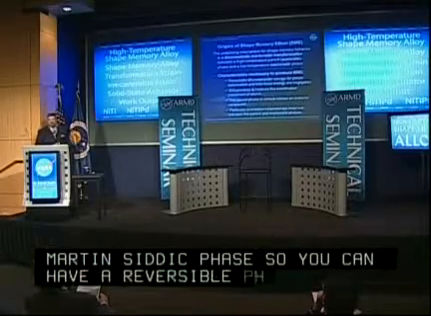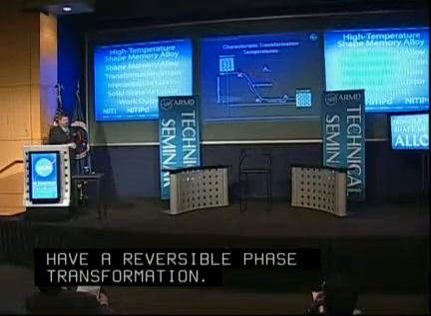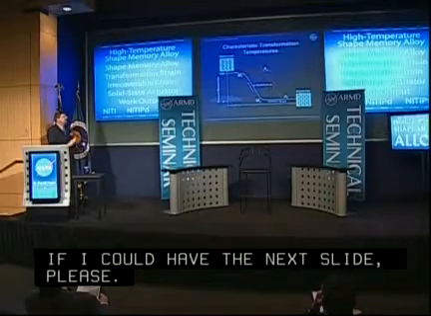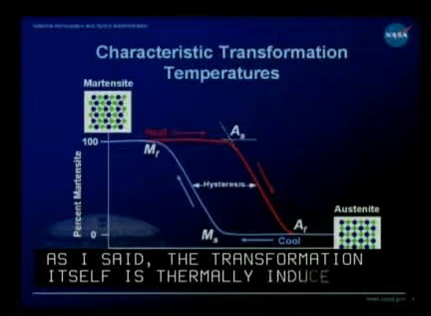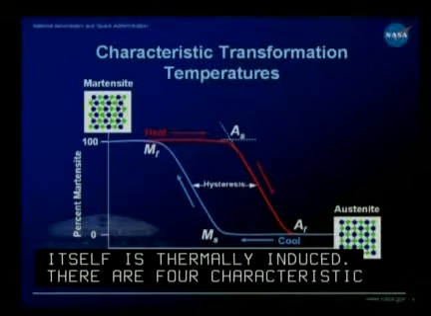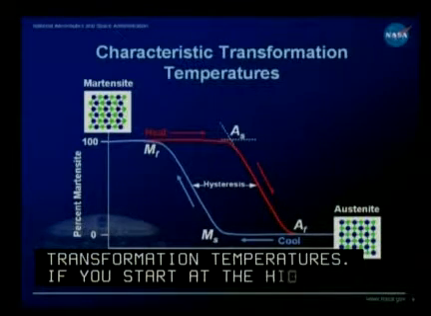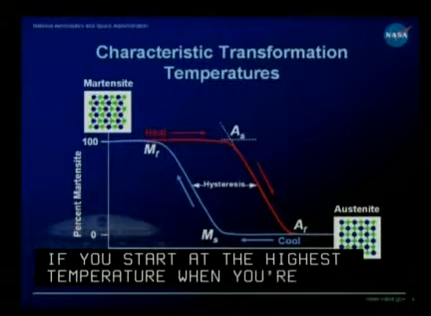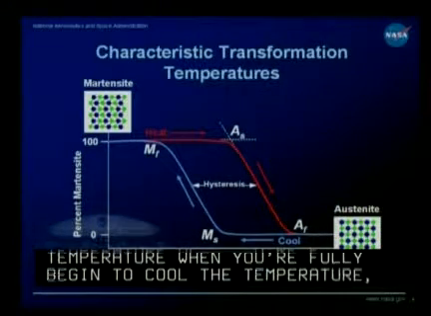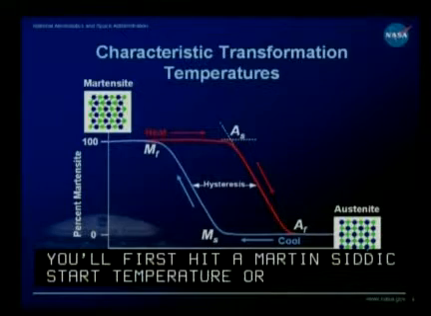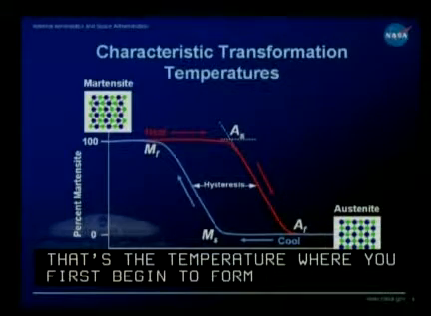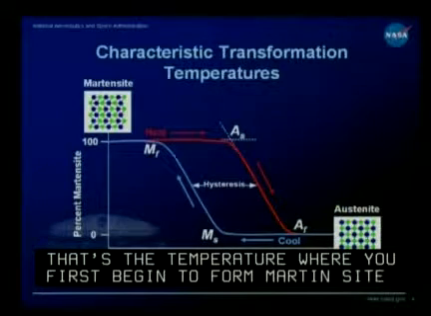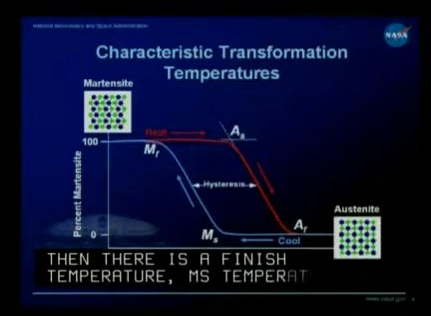If I could have the next slide, please. As I said, the transformation itself is thermally induced. There are 4 characteristic transformation temperatures. So if you start at the highest temperature, when you're fully austenitic and you begin to cool the material, you'll first hit a martensitic start temperature or the MS temperature. That's the temperature where you first begin to form martensite. Then there's a martensitic finish temperature or MF temperature. That's the temperature at which you're now 100% martensite. So that's the direct transformation.